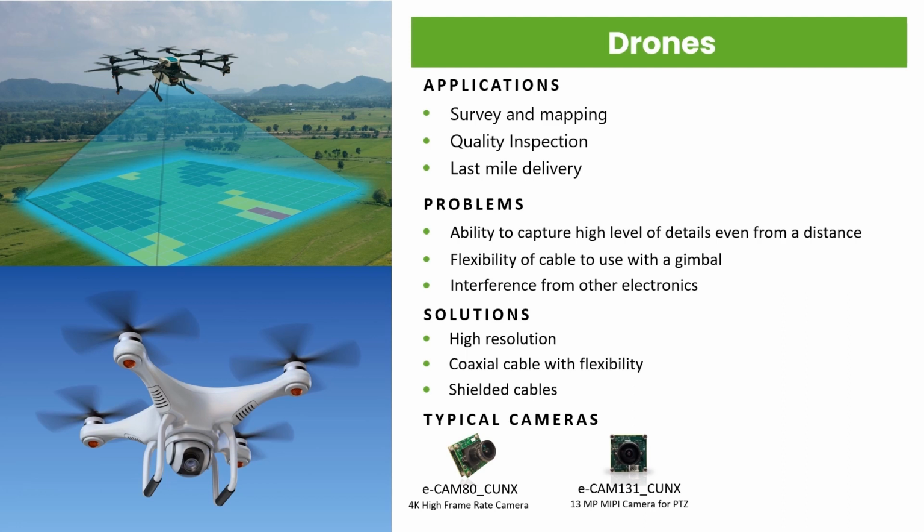A common problem faced by drone manufacturers is that the camera cables are not rugged enough to handle the vibrations when the UAV is in motion. Also, it is important to take into consideration the flexibility of the cables so that they can be routed through an onboard gimbal for image stabilization of the camera.